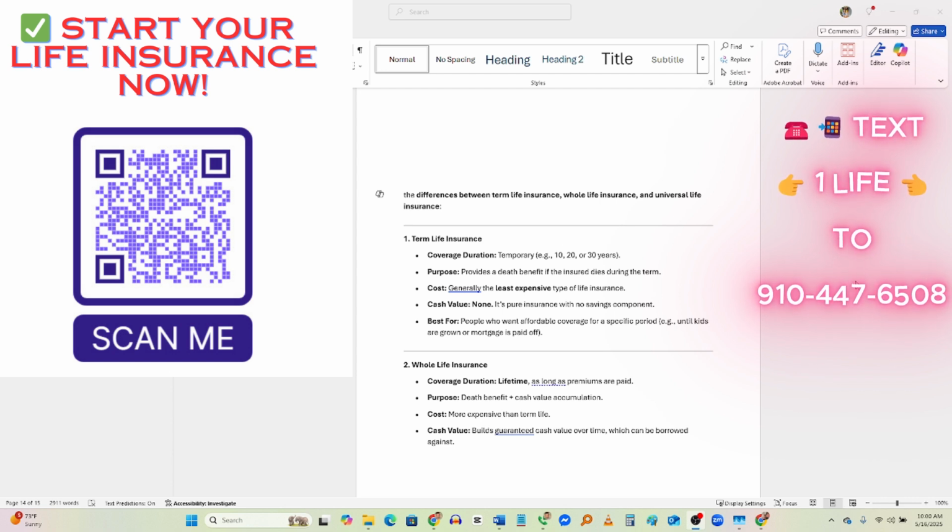Cash value: term life insurance policies do not accumulate cash value. It's pure insurance with no saving component. Who's it best for? People who want affordable coverage for a specific period, for example, until kids are grown or the mortgage is paid off.